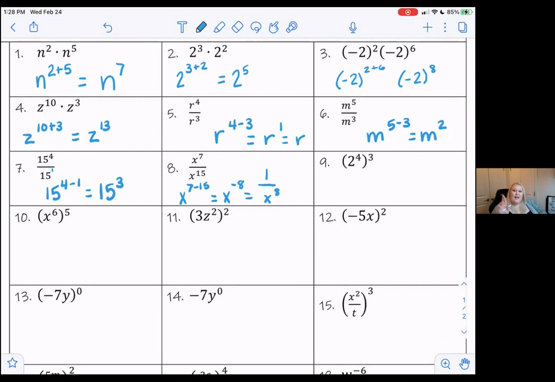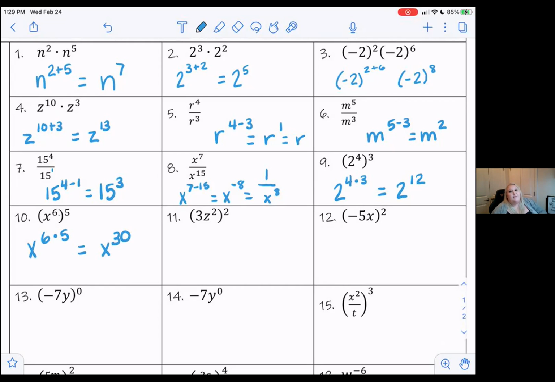For number 9, we've got a product of exponents here, a power of a power. So we're going to do 2 to the fourth times 3, which would give me 2 to the power of 12. Whoops. Remember, if I'm going too fast on any of these, you are always allowed to pause, catch up, and then keep playing the video. We're going to do x to the 6th power times 5, which would give me x to the 30th. Much faster to multiply than to write out 6 x's 5 different times.